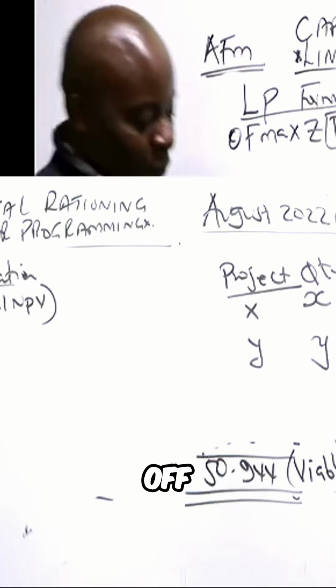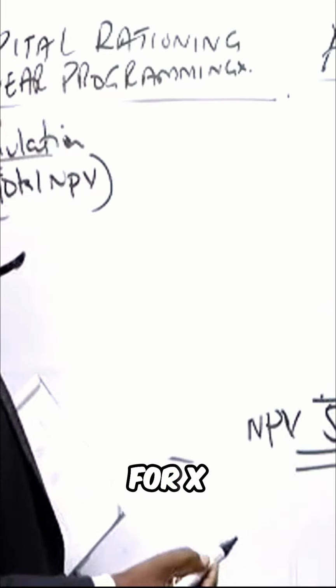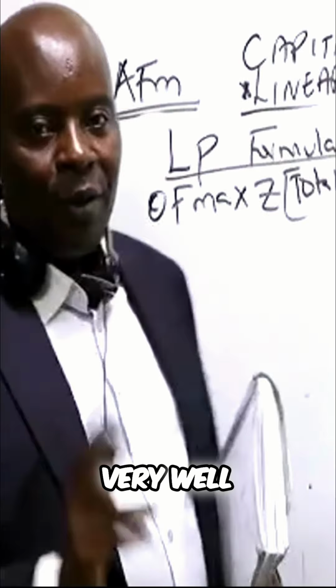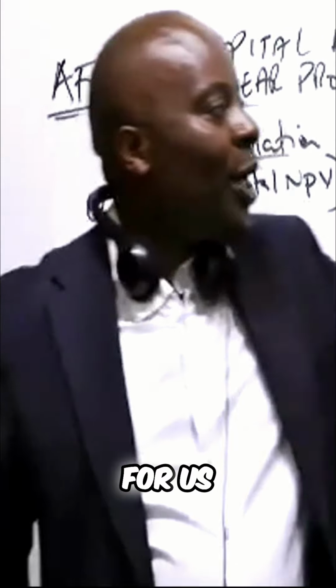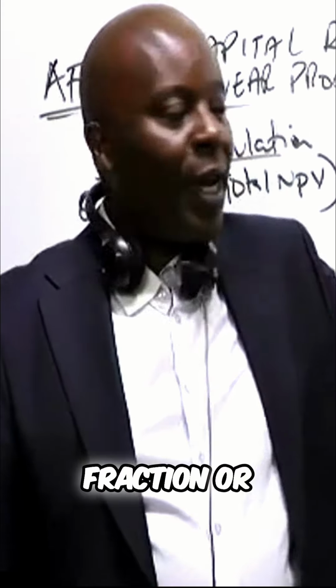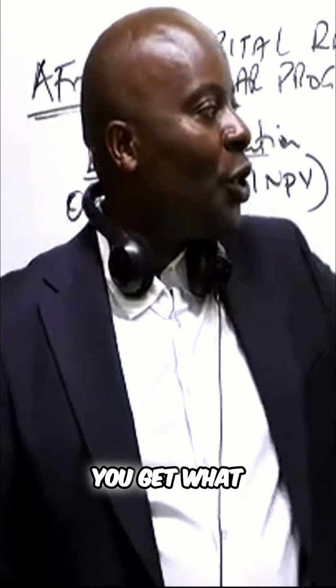So we start off by writing the net present value. So net present value for X, ladies and gentlemen, you guys had given me this figure, but I wrapped it. And listen to me very well. This quantity for us in finance, it is the fraction of the project. Fraction or proportion. So if you do a whole project of X, you get what NPV?